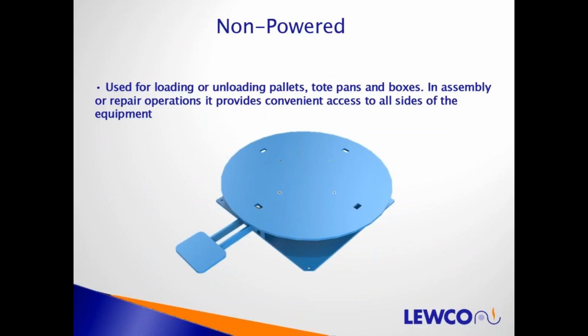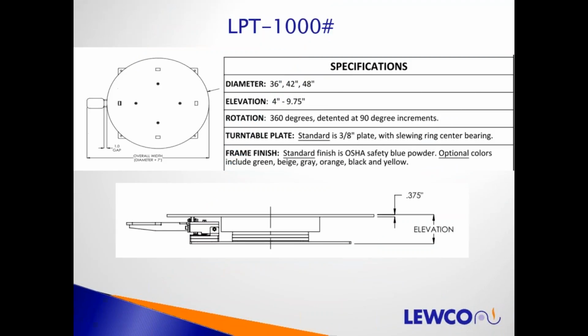Non-powered turntables are used for unloading or loading pallets, totes, boxes. It's for lighter applications. What you see there is just a low-profile turntable with nothing on top. That would be our LPT model. These are rated up to 1,000 pounds. You can see on the left there, this is a PDF pulled off of our website. Anyone can go on there and grab it.